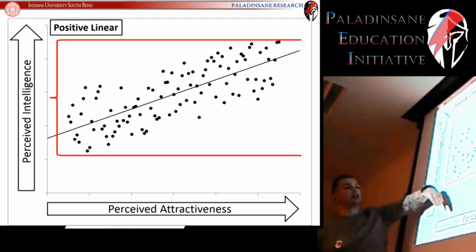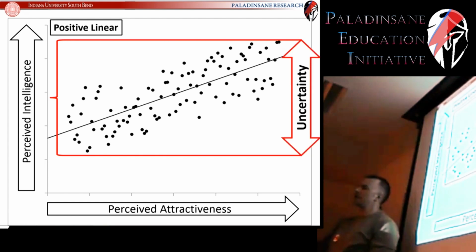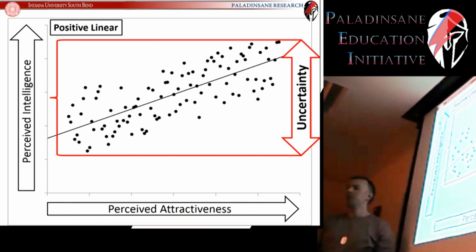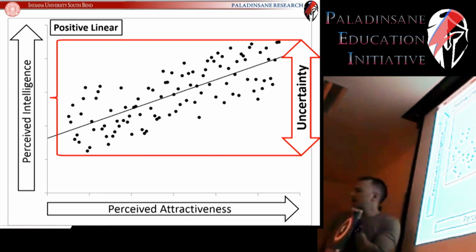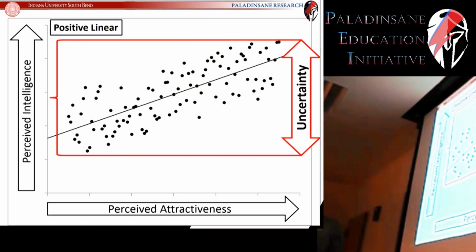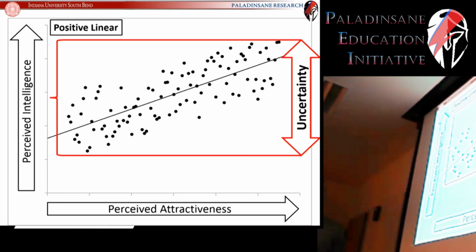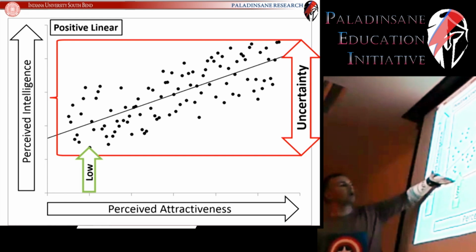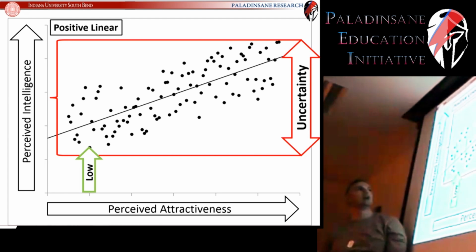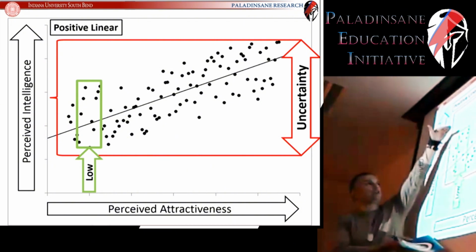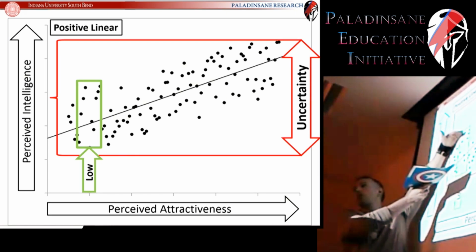You're dealing with this much uncertainty. Once you have a relationship, though, you can use information about one variable to reduce your uncertainty about another variable. If I just told you, guess how intelligent this person was perceived, you would say, I don't know, it could be all the way down here, it could be all the way up here. There's a lot of uncertainty. If I then told you, all right, I'm going to give you a hint, they were low in perceived attractiveness, then you are no longer dealing with this much uncertainty. You are now dealing with that much uncertainty. So knowing their score on one variable reduced your uncertainty about their score on a second variable.